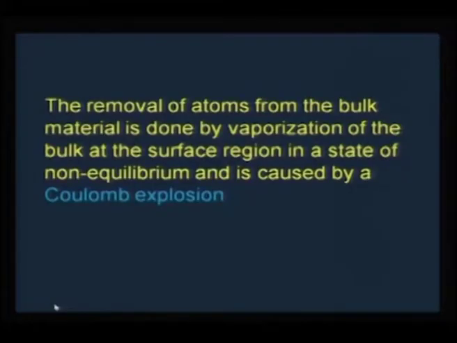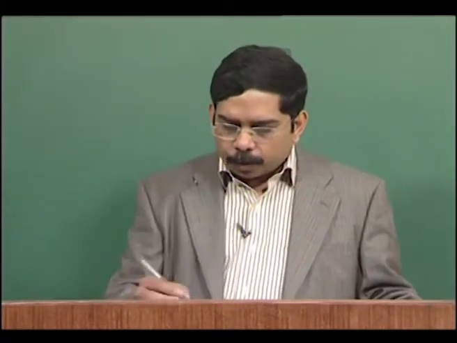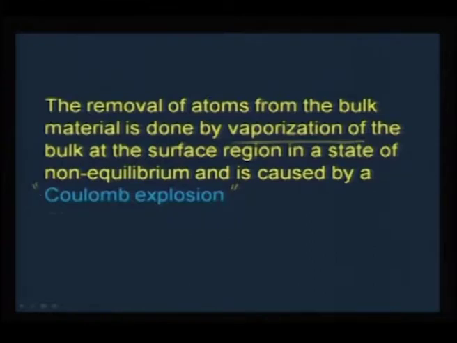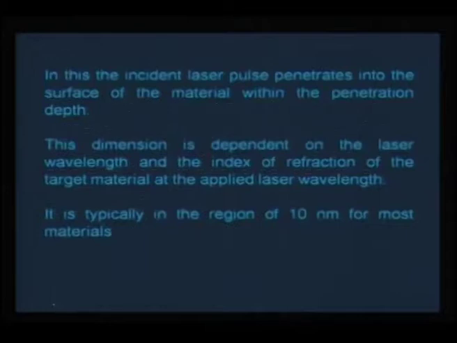The removal of atoms from the bulk material is done by vaporization of the bulk at the surface region in a state of non-equilibrium and is caused by a Coulomb explosion. So we will look into some of the requirements of what really happens at this plume and target surface. What exactly comes out in the form of ions and electrons and molecular species as a laser plume is nothing but a Coulomb explosion.